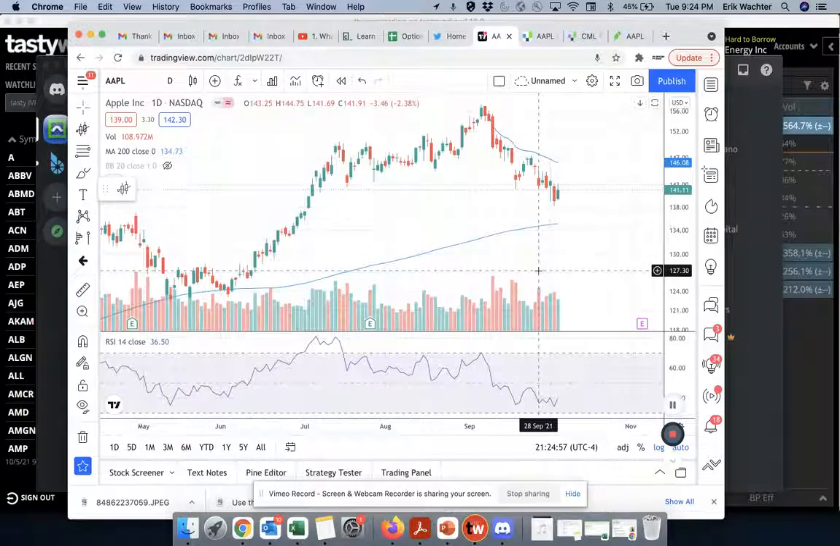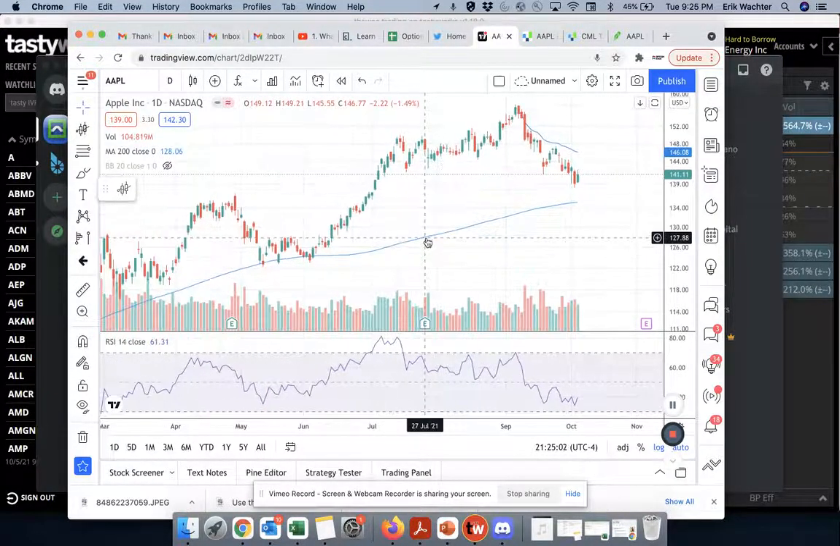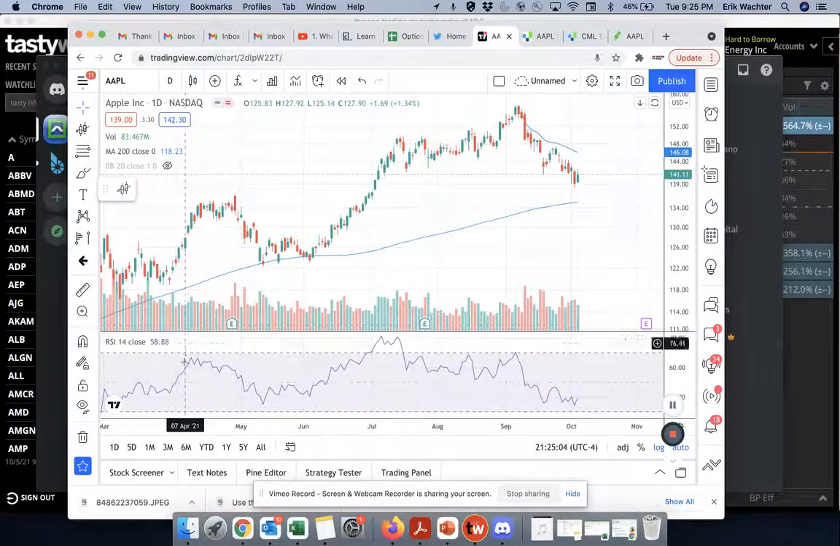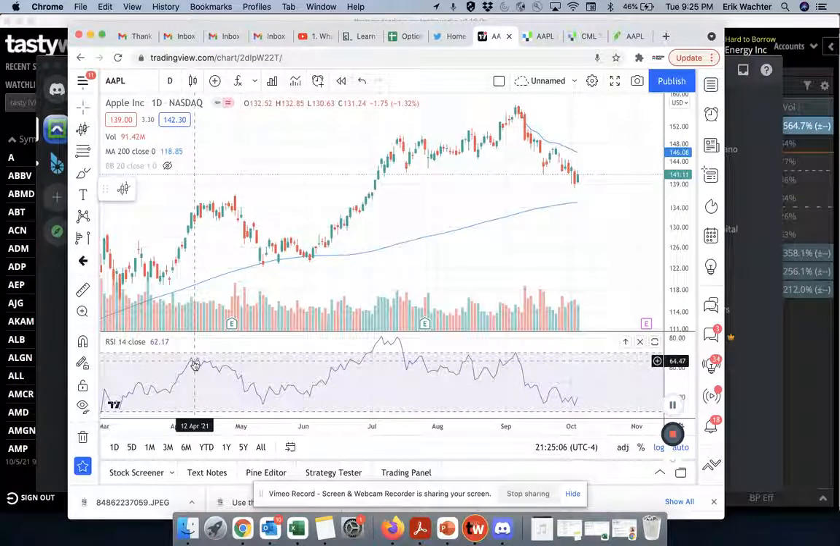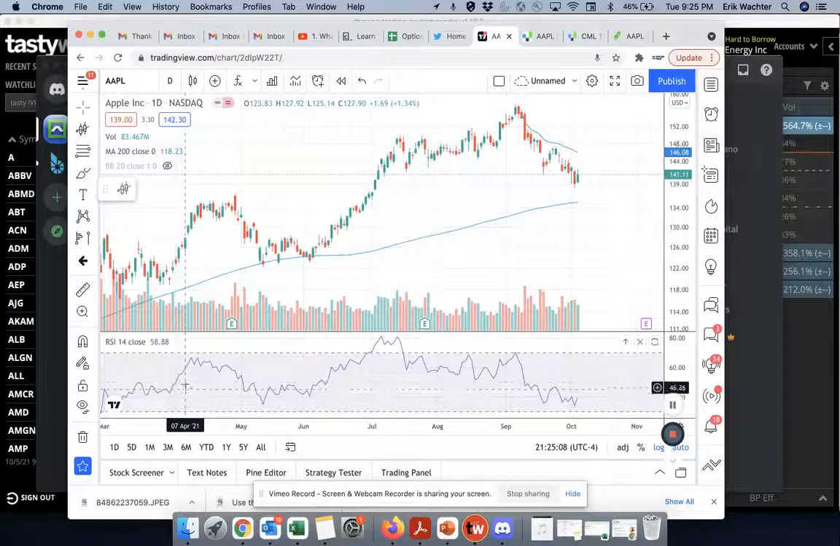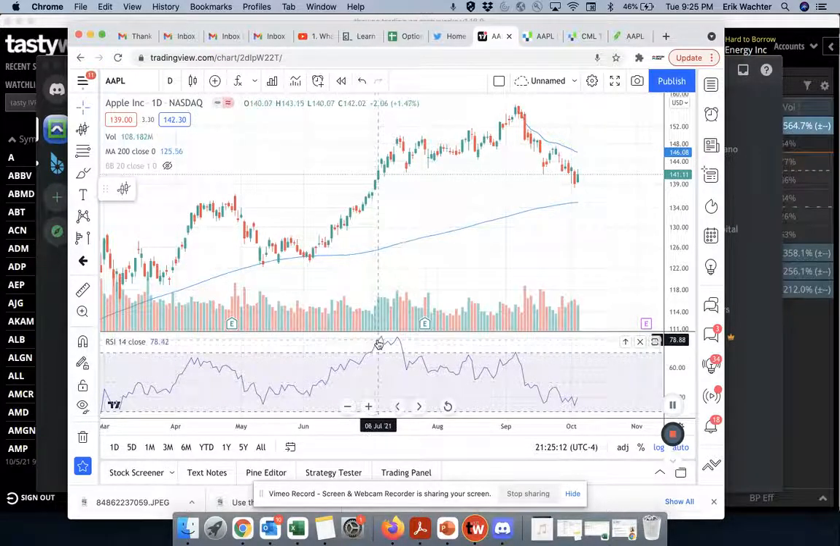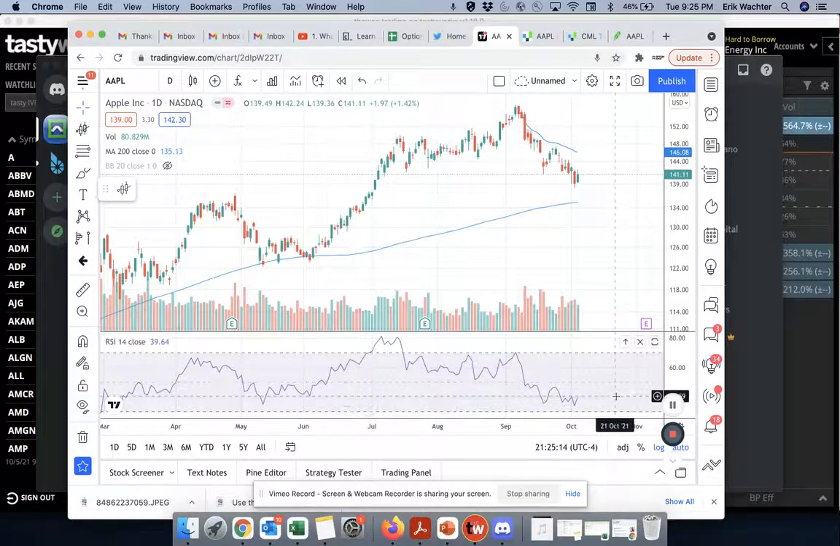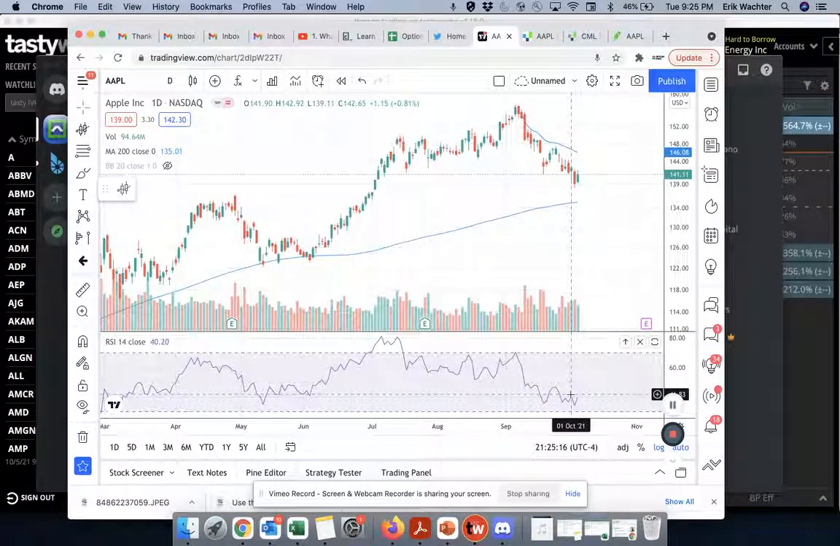So I think this is going to be a successful trade because, one, if we look at past earnings runs, we look at the RSI going into this. This is the relative strength index, which just measures overbought and oversold conditions. The higher the RSI, the more overbought it is. The lower the RSI, the more oversold it is.